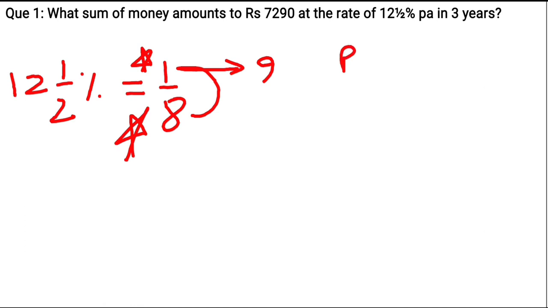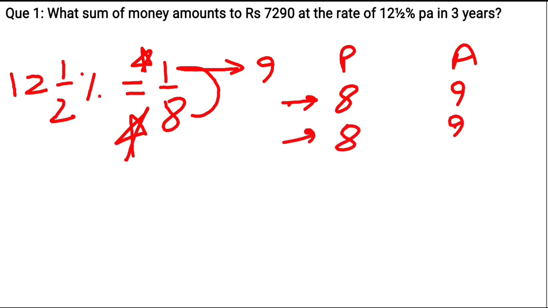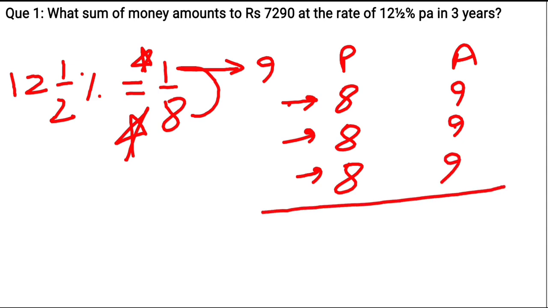So principal and amount: 8 rupees you deposit and you receive 9 rupees as amount. Clear? This is very important and it is not difficult. In almost every question we will apply the same process. Now this is the story for the first year. For the second year, the same thing is repeated because the rate is the same every year. And for the third year, the rate is again the same. It is 8, 9. You deposit 8 rupees, you receive 9 rupees, for 3 years.